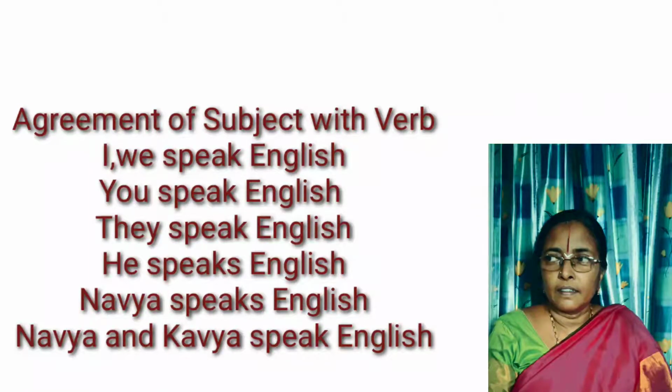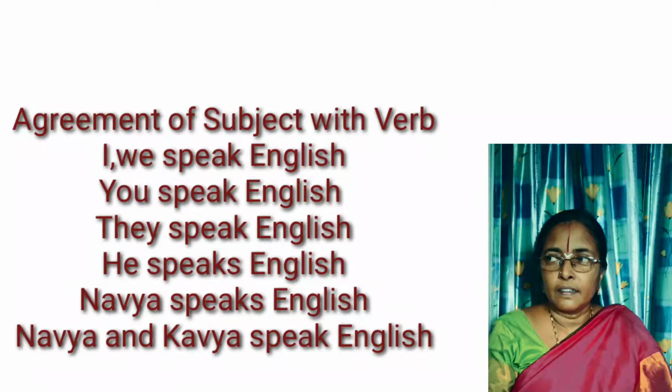Come to the third sentence. They speak English fluently. What does they refer to? They refer to third person plural. If the sentence is in third person plural, we need not add s to the verb if the sentence is in simple present tense. But when you take the sentence, he speaks English, here the subject he is third person singular. So we have to add s to the verb. In such sentences, if the subject happens to be third person singular, we have to add s to the verb if the sentence is in simple present tense.